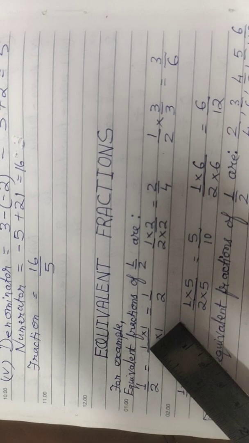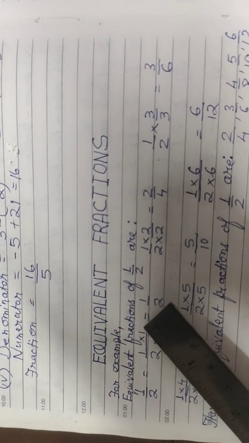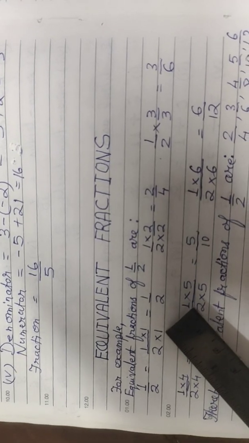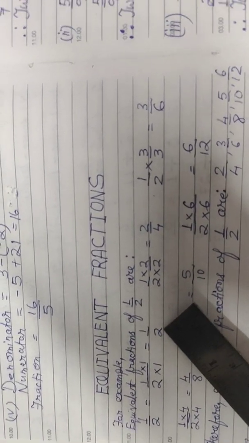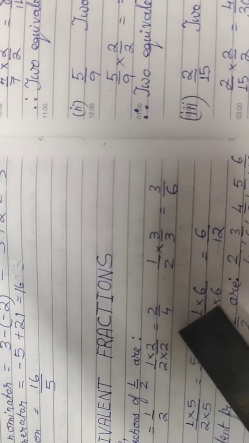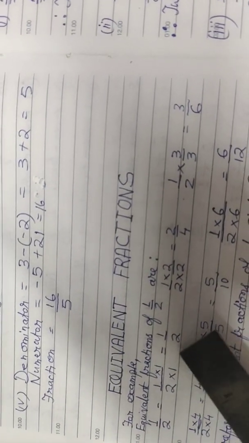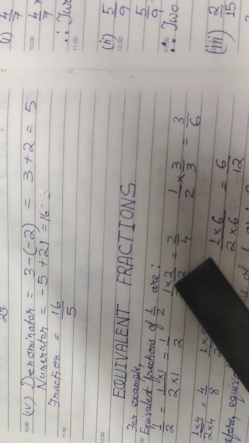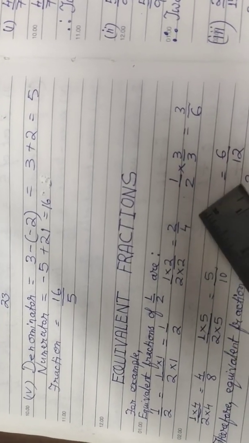Like here, the numerator of 1 by 2 is 1, denominator is 2. 1 also I have multiplied with 1, 2 also I have multiplied with 1. So 1 ones are 1, 2 ones are 2. This is the first equivalent fraction. Next, the same fraction I am going to multiply with the factor 2. First I had multiplied with the factor 1, now I am going to multiply with 2, both numerator and denominator. So 1 2s are 2, 2 2s are 4.